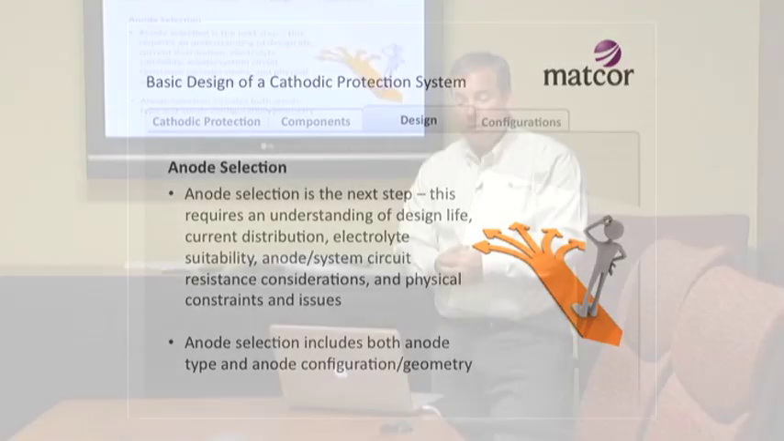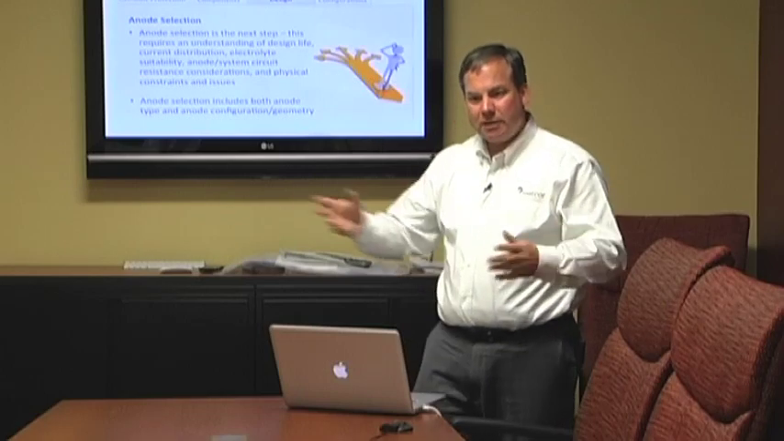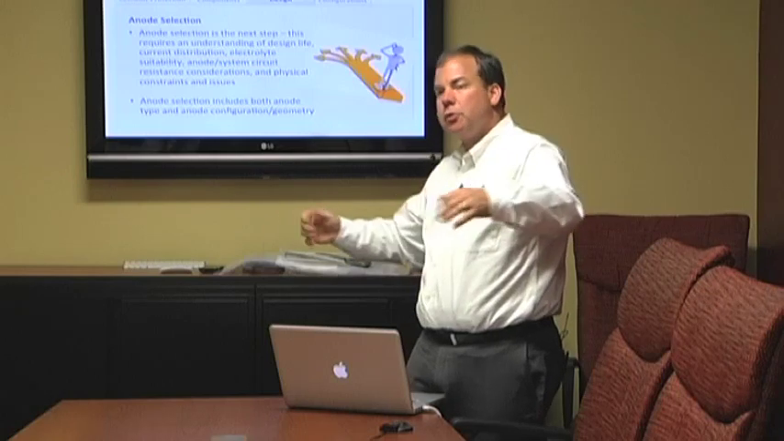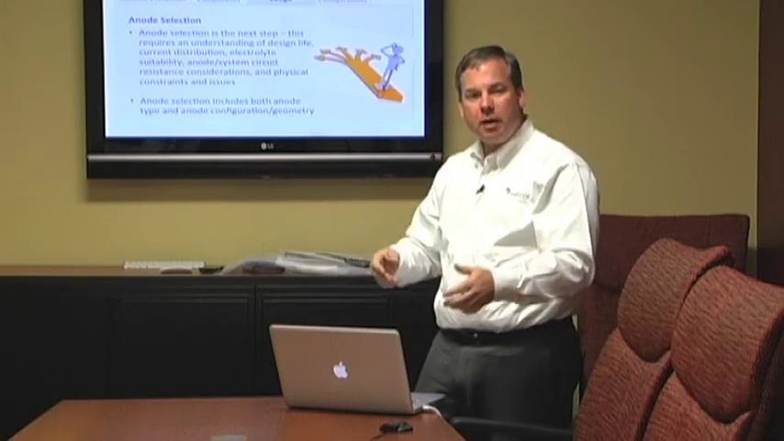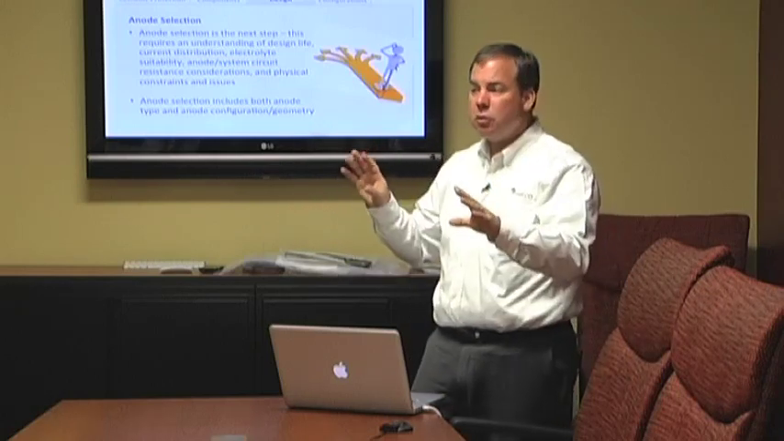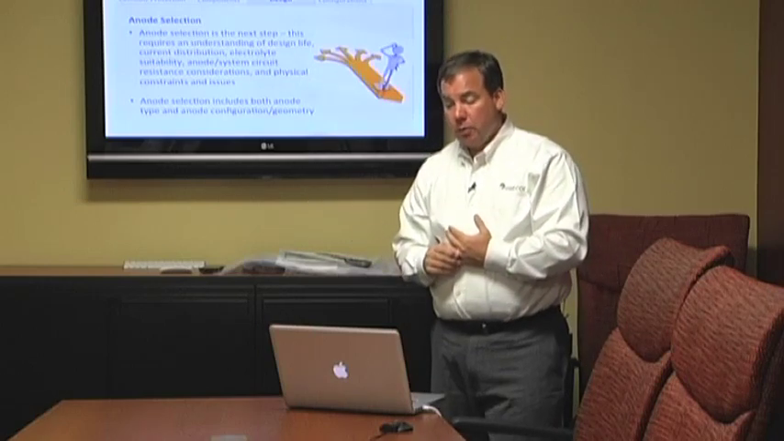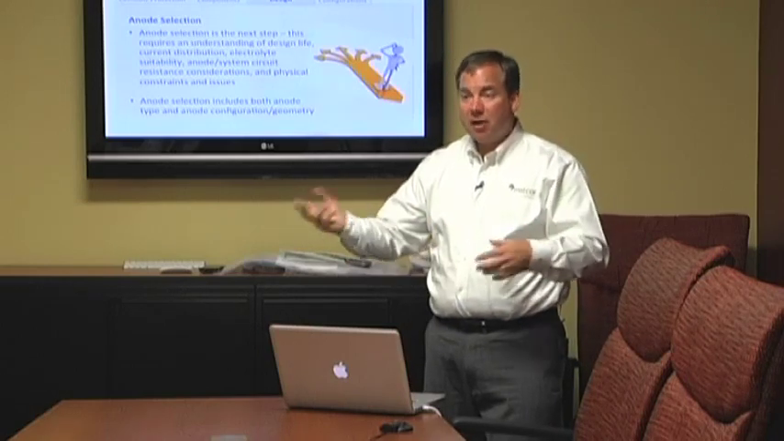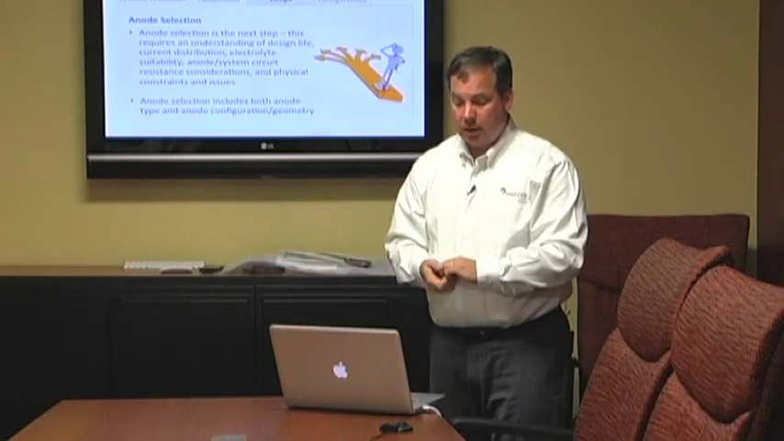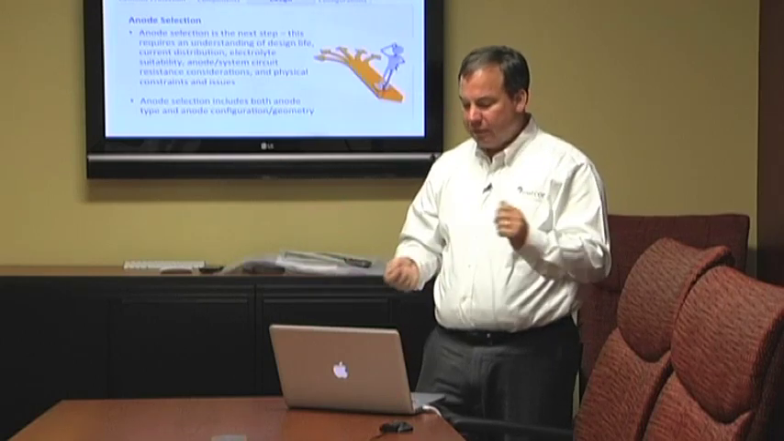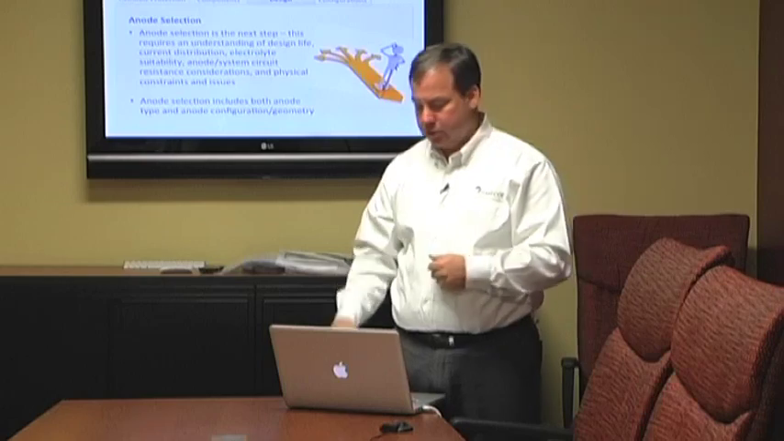So you want to know the design life and the current distribution. Again, that gets into the geometry of the structure, where the anodes need to be located to get current to light up the whole structure, what my constraints are, and where I can't put anodes. I'm also talking about electrolyte stability. Does the environment change over time? So there are a lot of constraints when it comes to picking what anode to use.